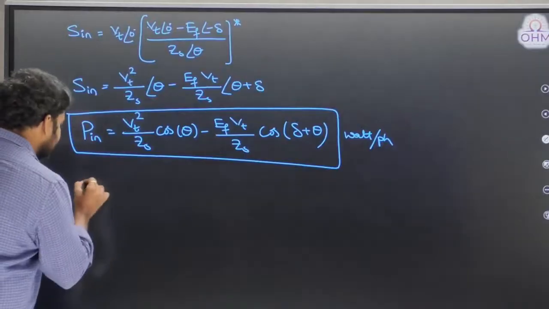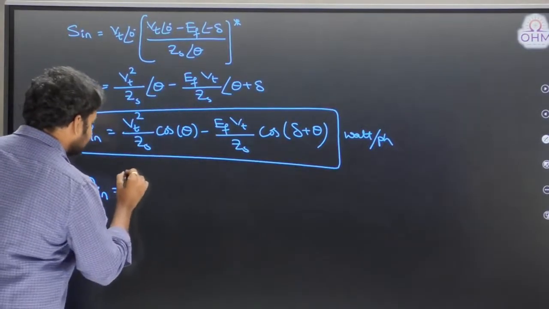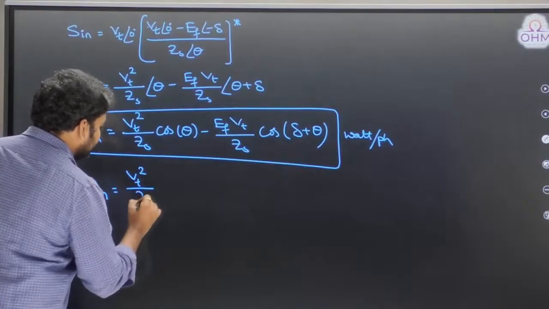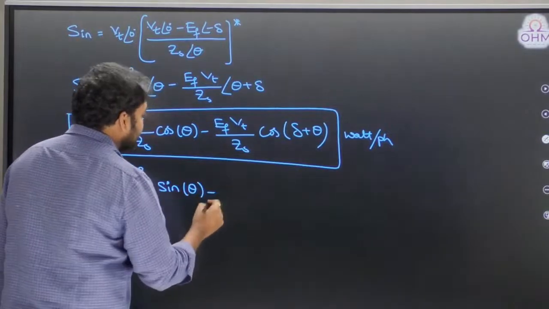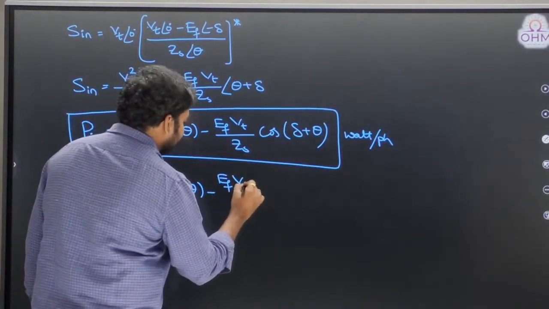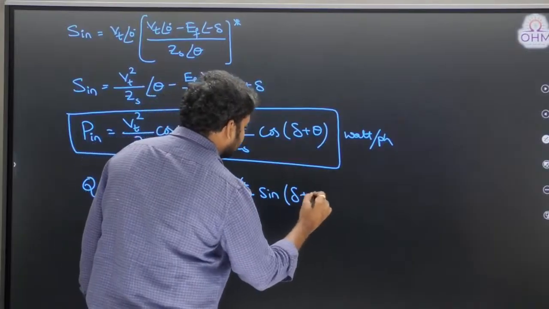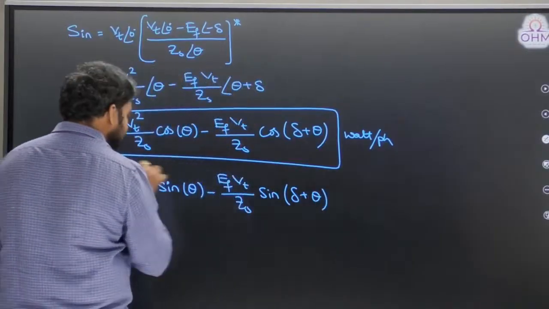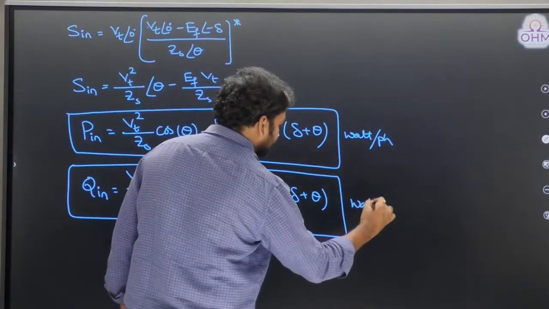Next, what is the reactive power input formula? Imaginary terms. Imaginary terms means the first term becomes Vt square by Zs into sin theta, minus Ef into Vt by Zs into sin of delta plus theta. So this is the reactive power input of a synchronous motor.